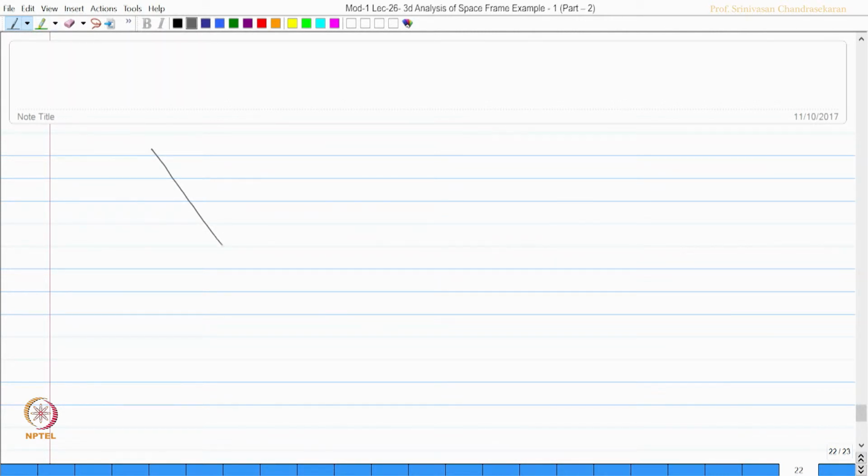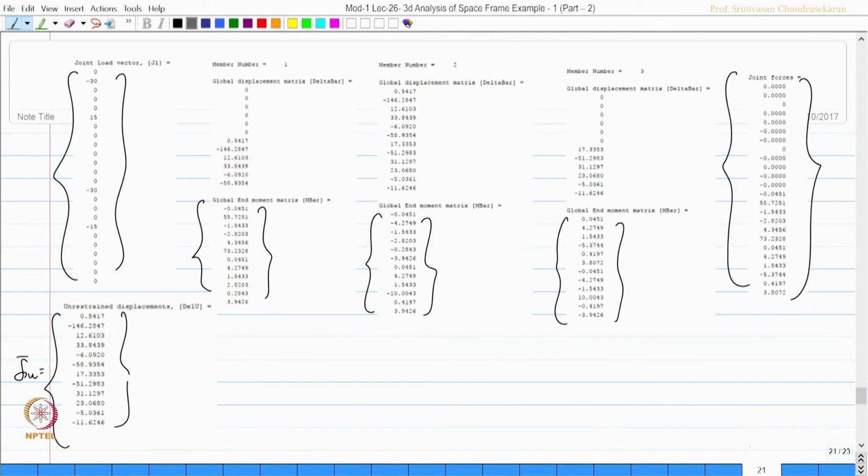First member, second member and let us say third member. If you look at the first member, this is the first member minus 0.04. So, you can see here very clearly, along these 3 will be translation along xyz at jth joint.